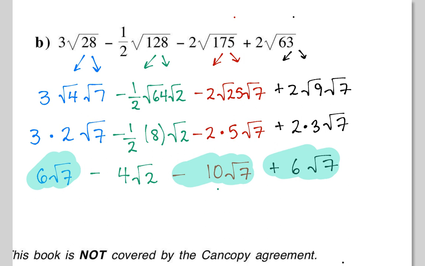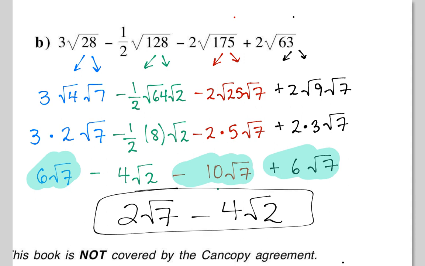So you have 2 root 7s, take away 4 root 2s. That's the final answer. One of those terms was unlike the other 3, so you just leave it alone. And notice it keeps the sign. This is a negative 4 root 2, so it keeps that sign. Those other 3 will merge and take whatever sign results.